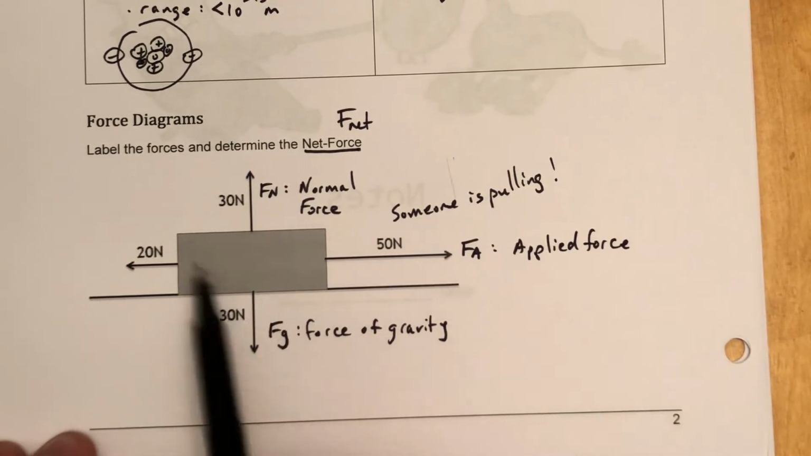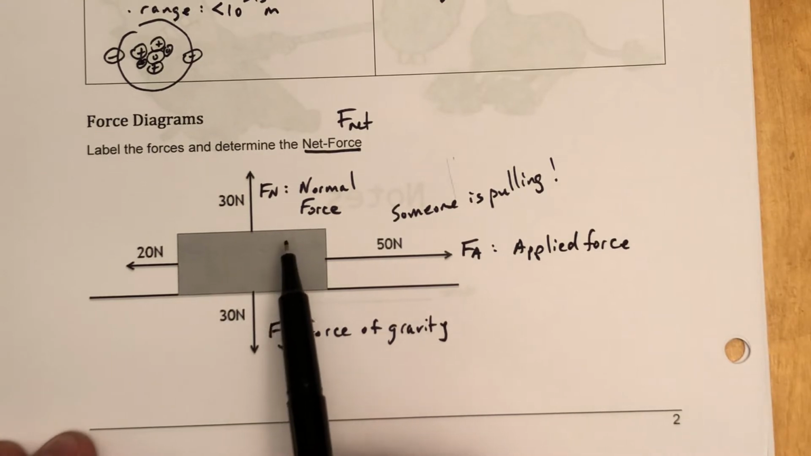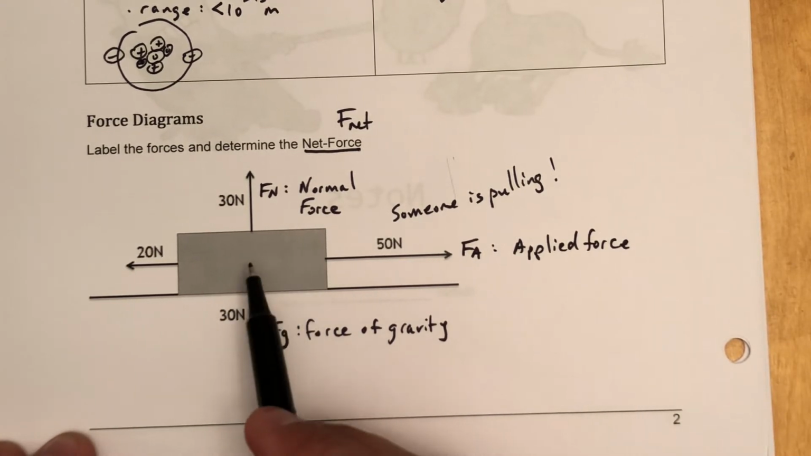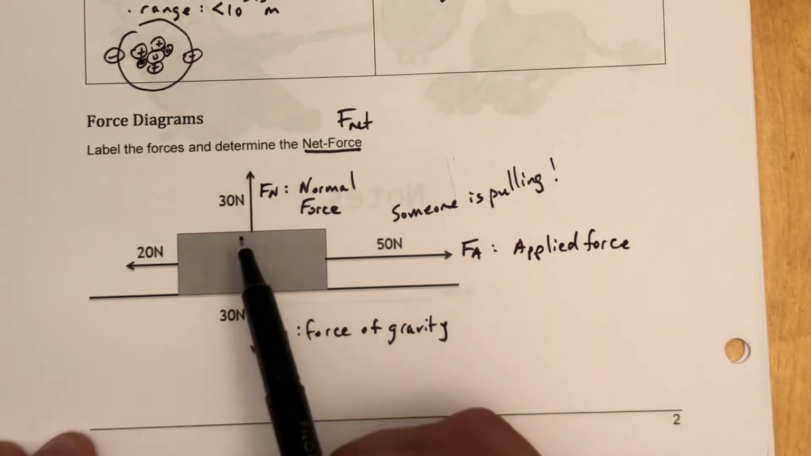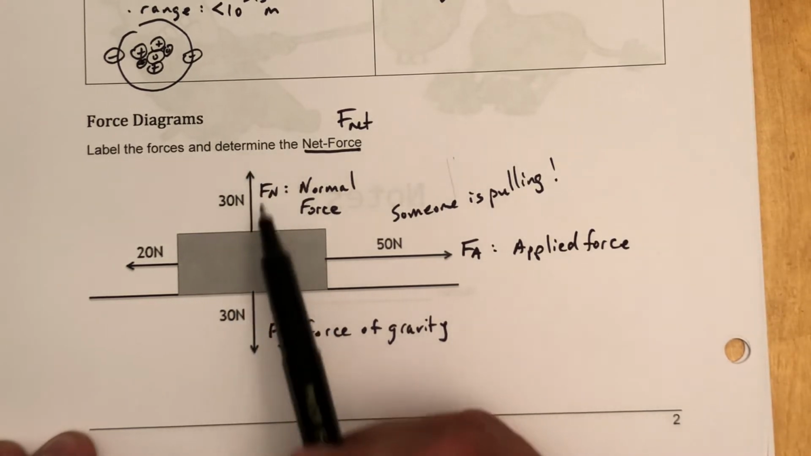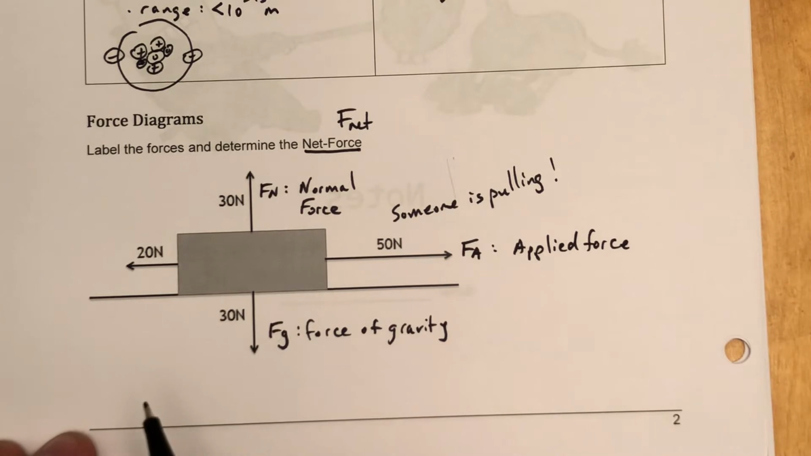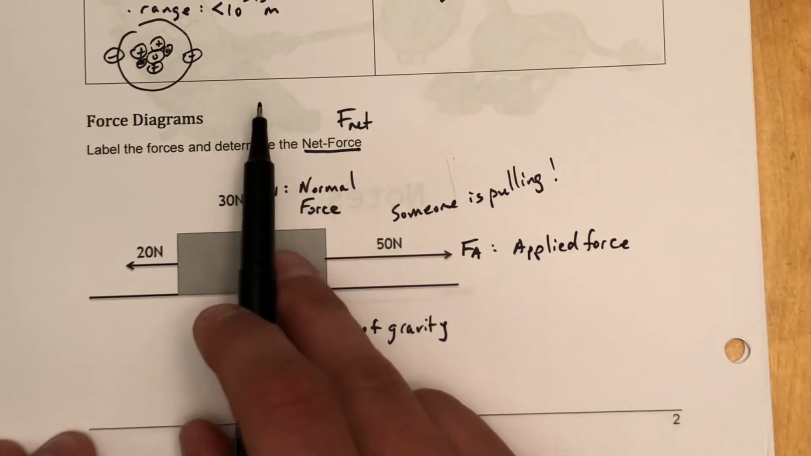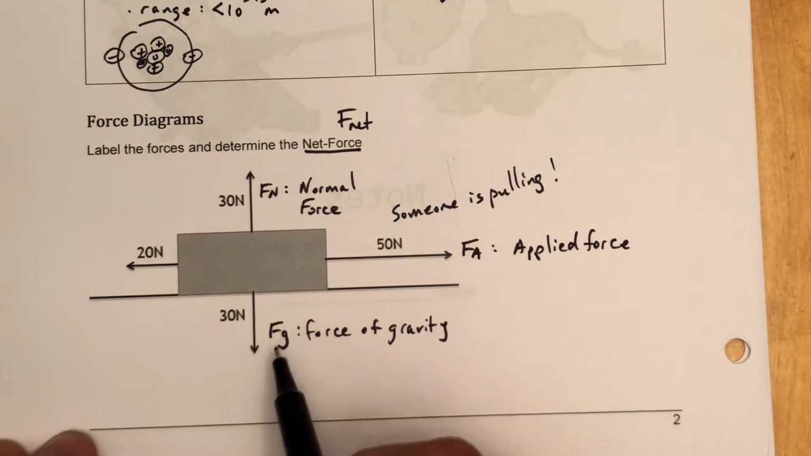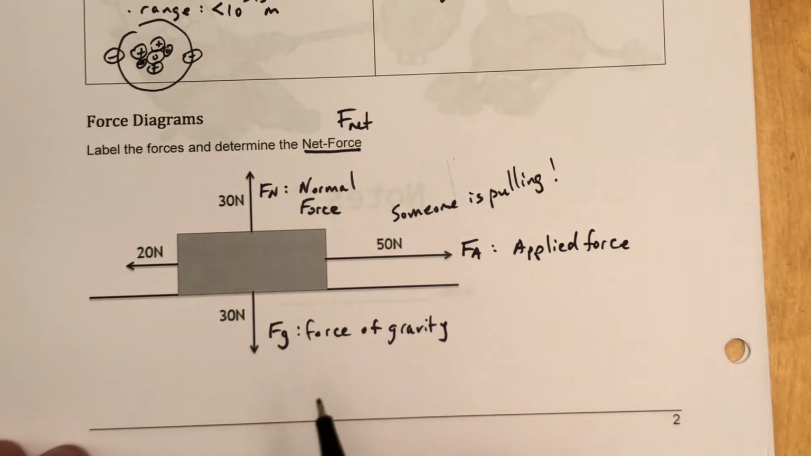Now if we put another rectangular brick on top of here, you'd have a force of gravity of potentially 60 Newtons, and then you would have your normal force being 60 Newtons in the opposite direction. So if you double your force of gravity, your normal force is just going to oppose whatever your force of gravity is. And that's the way it works.